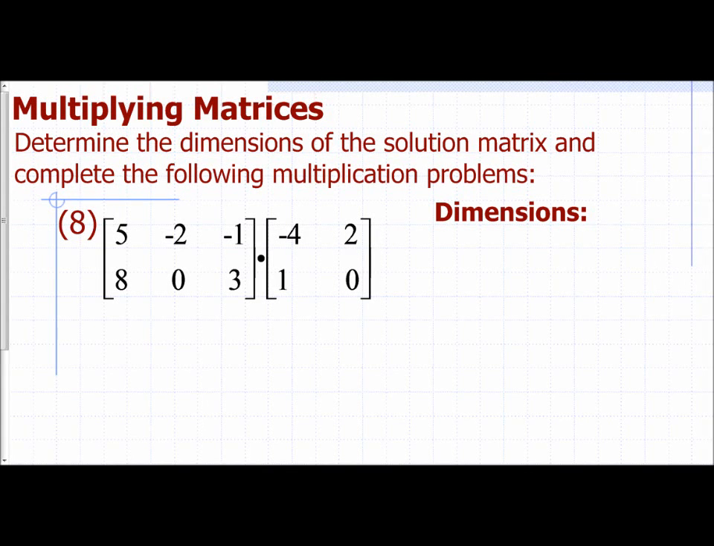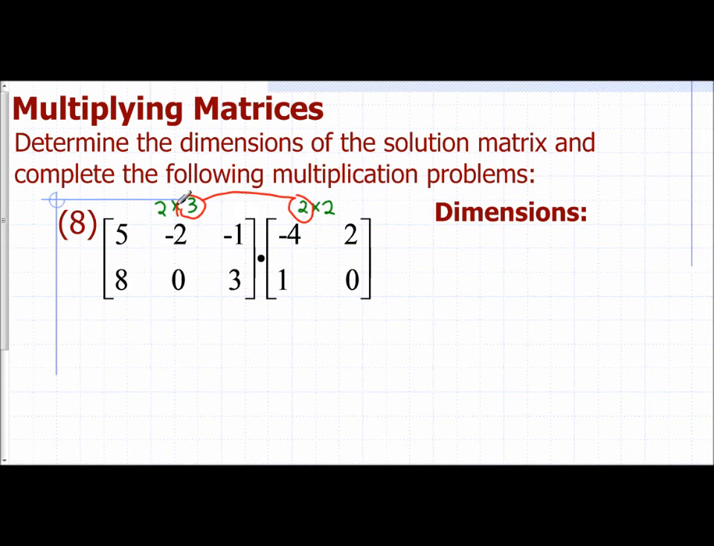The following video is going to continue our examination on how to multiply matrices together. Remember, the first process is to look at your dimensions of each matrix. So we have 2 rows by 3 columns for the first matrix, and we have 2 rows by 2 columns in the second matrix. Now remember, in order to even multiply matrices together, the inside numbers need to match.